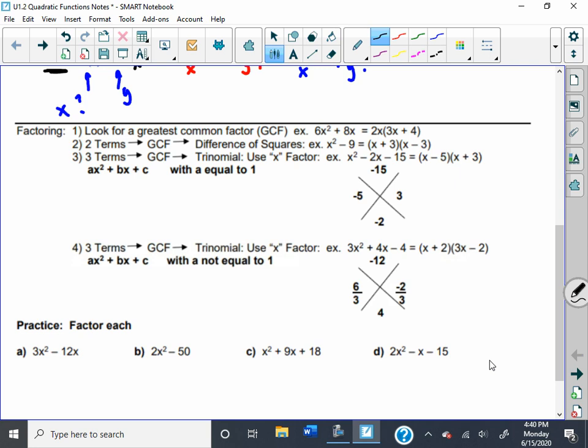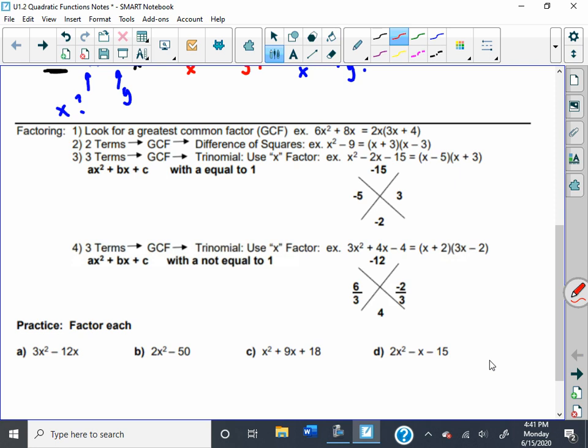All right, so when we factor, the first step, always look for greatest common factor, GCF. So if we have the equation 6x squared plus 8x, the GCF, or greatest common factor, that goes into both terms is 2x. All right, so we can factor 2x out, and so then we divide.